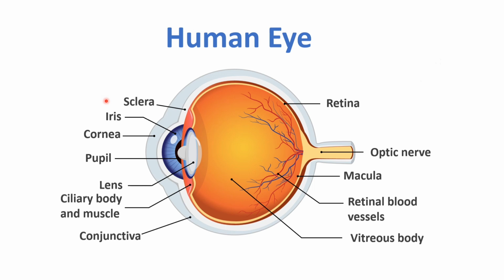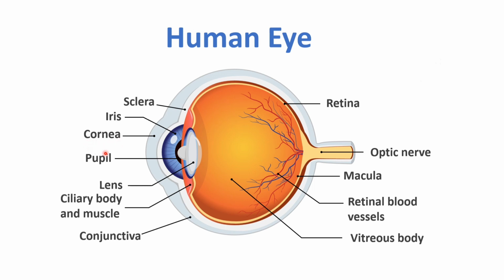Next we are going to move on to the iris. The iris is present behind the cornea. It is a dark muscular structure, and it is called the iris. The color of the iris is different for different people. It can be blue, brown, any color. Some have brown eyes, some have black, and some have blue. So the iris gives color to the eye.